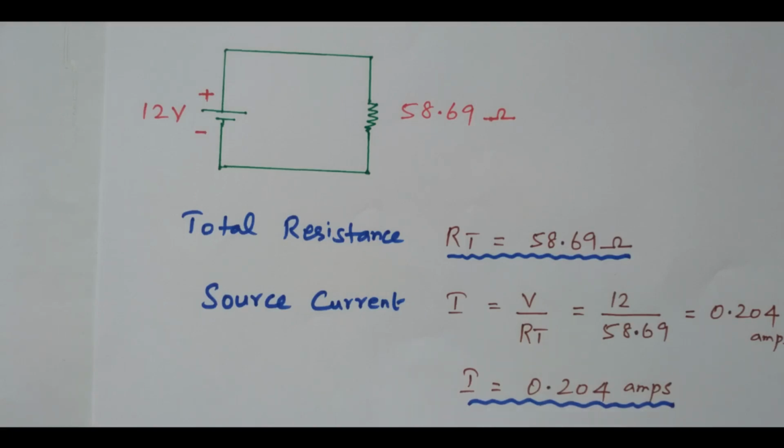So in this problem, by solving step by step using a series parallel combination, finally we got the answer. The equivalent resistance of the circuit is 58.69 ohm and the source current or total current is 0.204 amperes. Now we'll go to the next problem.